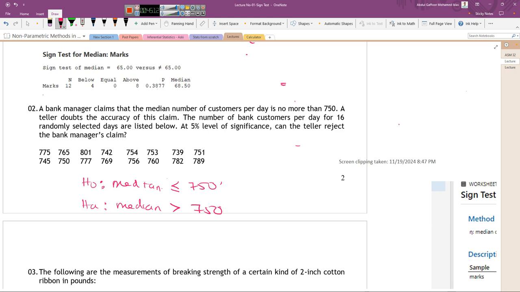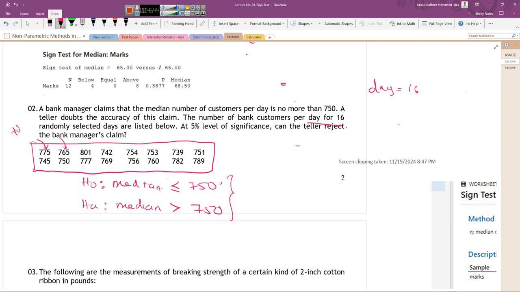Okay, right. So a teller doubts the accuracy of this claim, right? Now we have to perform hypothesis testing. The number of bank customers per day for 16 randomly selected days, right? So we have the number of customers arriving to the bank in 16 days, right? So n is equal to 16. But here you can see what is this 775, what is this 765.